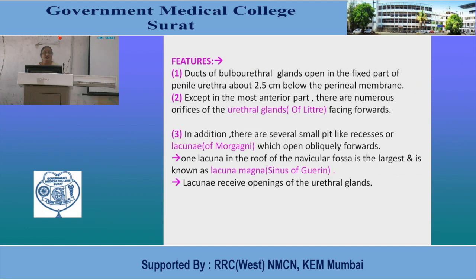Now, the features here, the ducts. What are the features seen in the penile part? Here you can see the duct of the bulbourethral glands. We have seen the urethral glands of Littré facing forward. In addition, there are several small pit-like recesses called the lacunae of Morgagni, which open obliquely forward. One lacuna in the roof of the navicular fossa is the largest and is known as the lacuna magna, that is, the sinus of Guérin. The lacunae receive the openings of the urethral glands.